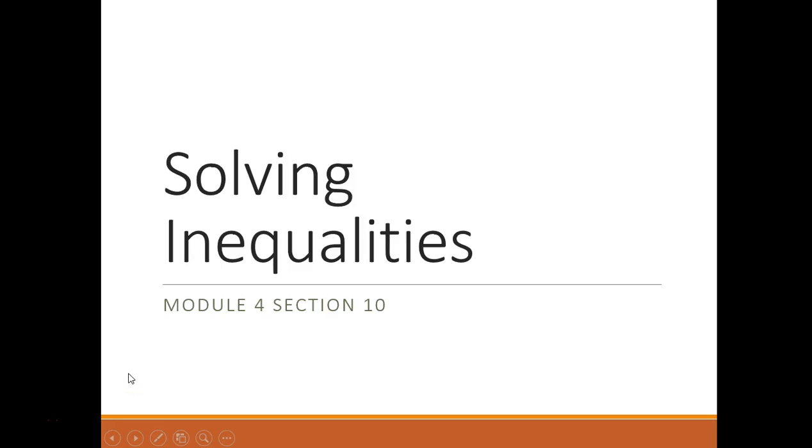Module 4, Expressions, Linear Equations, and Linear Inequalities. This is section 4.10, Solving Inequalities. Before we start solving inequalities, let's look at some symbols.